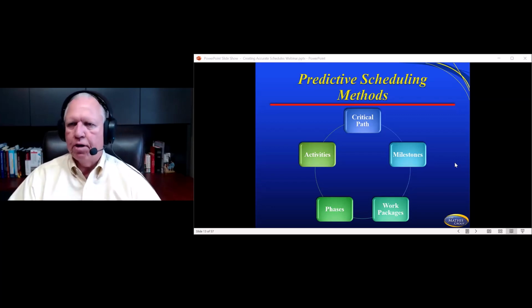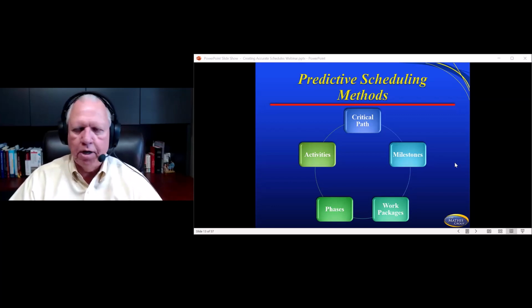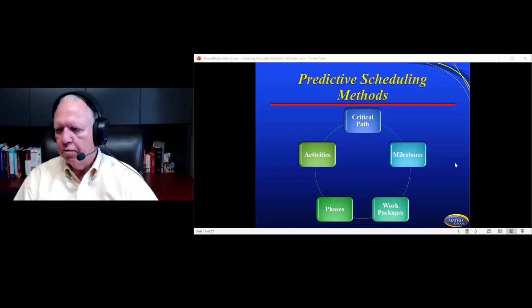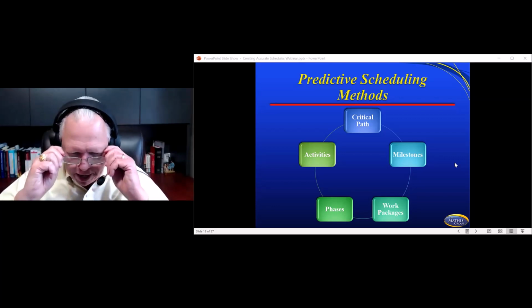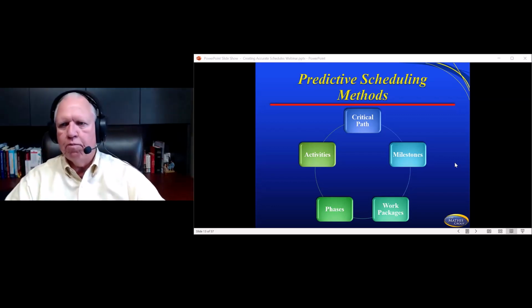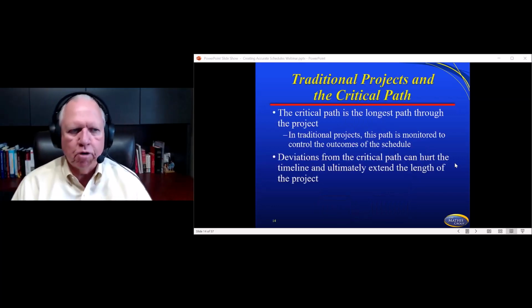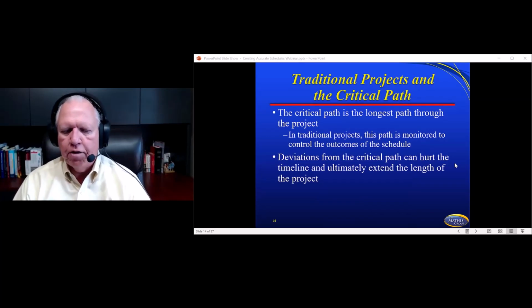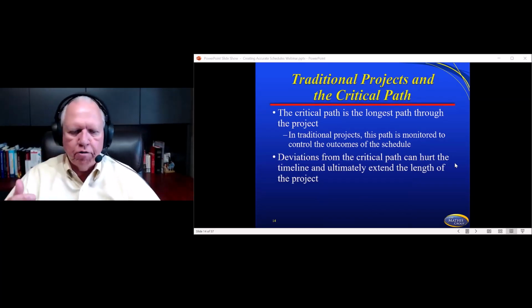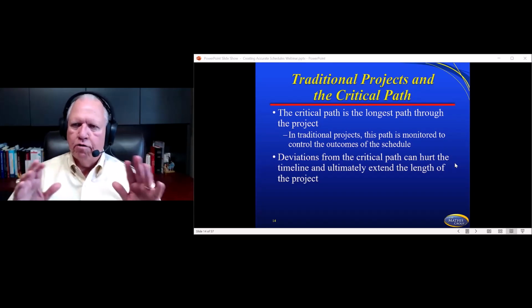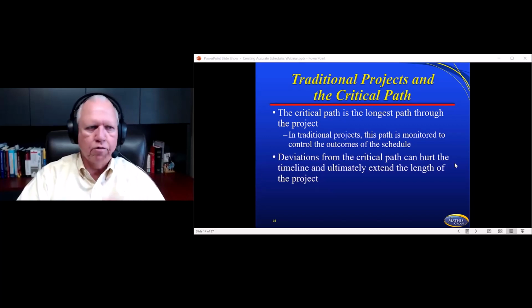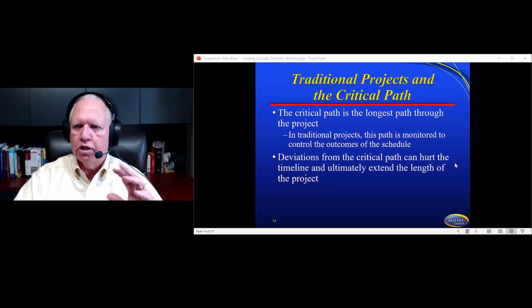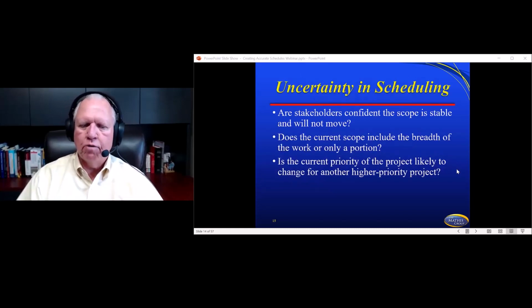And of course, a lot of you are using the critical path method, tracking your critical path all the way through. That's going to be very important for you, because the critical path is the longest path through your project, and it's going to be very beneficial. So in traditional projects, the critical path is the longest path, and deviations from the critical path can hurt us. The reason is because it causes us to work on something that's not as high a priority as what the critical path is. This is called the critical path technique, and most of us who've done traditional follow something similar to this.